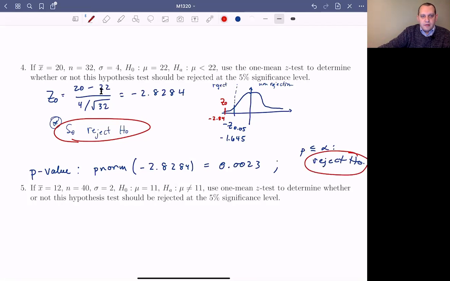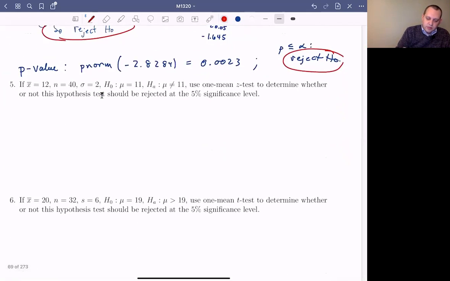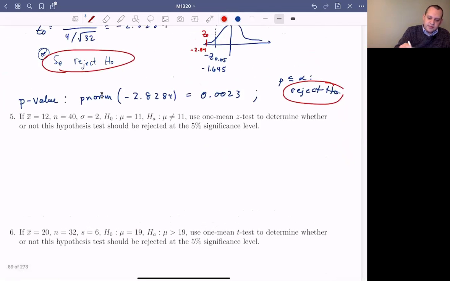But yeah, it's really just two different ways of looking at the same thing. So in our case, we're going to reject the null hypothesis. Example 5 is going to be very similar. We're going to assume that we have, again, a sample mean of 12.